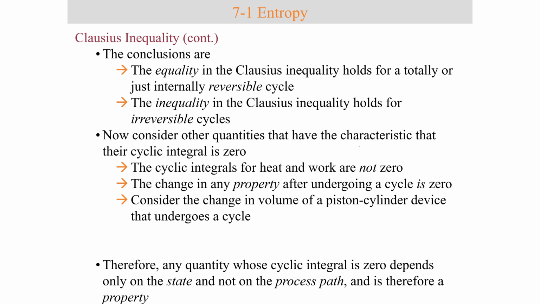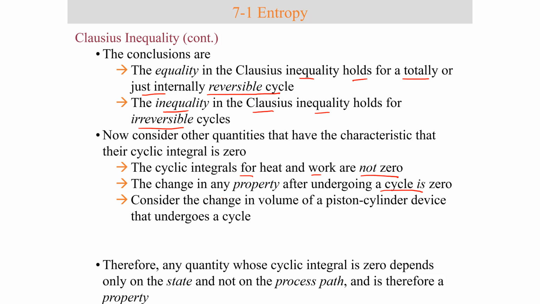Now, in short, the conclusions associated with the Clausius inequality are that the equality holds for a totally or just internally reversible cycle, and the inequality holds for irreversible cycles. So now consider other quantities that have the characteristic that their cyclic integral is 0. The cyclic integrals for heat and work are not 0. The change in any property after undergoing a cycle is 0, right? Because what you're doing is coming back to the start.